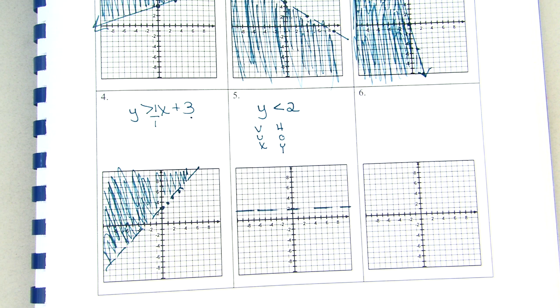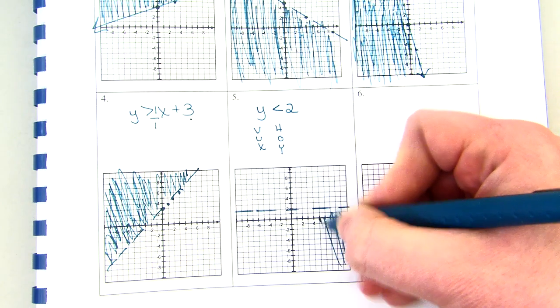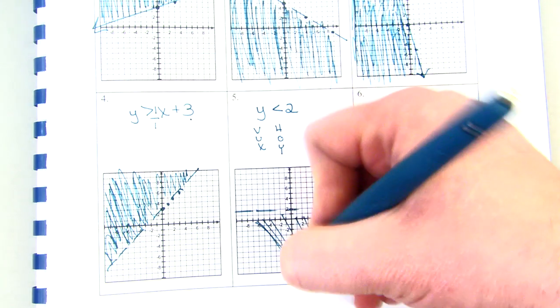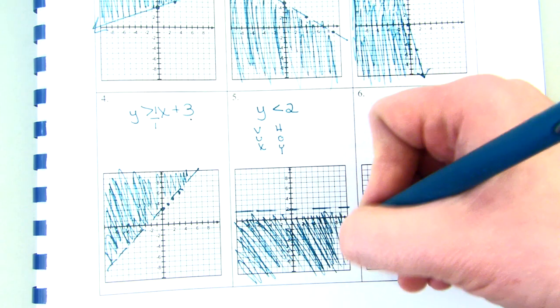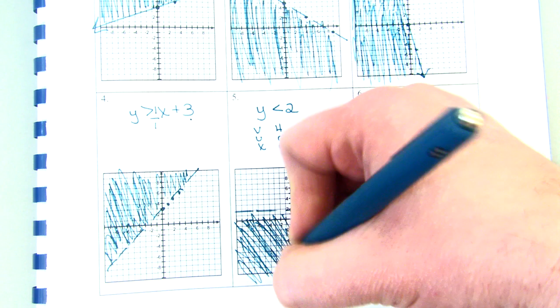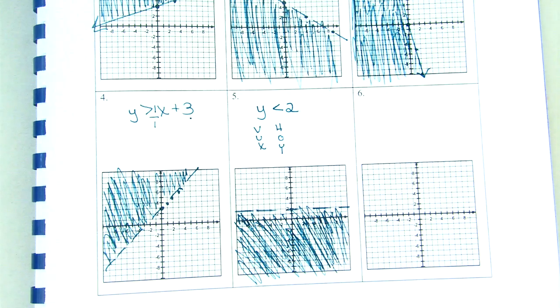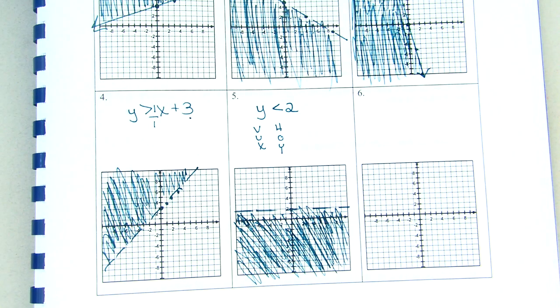This was a less than problem. So I made a dashed line over there, right? Dash because it's just less than. Brian, where am I going to shade? Below. There's definitely a below to this thing over here. I'm going to go do this. Got to show you one more.